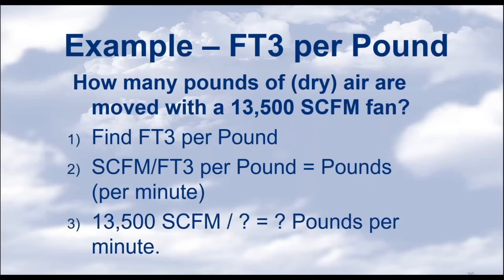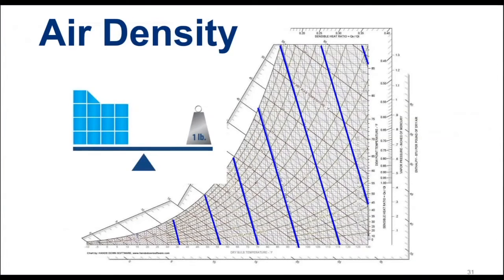So we have an example for you today. Our example is how many pounds of dry air are moved on a 13,500 SCFM fan system. We'll take a look at our psychrometric chart, find the cubic feet per pound, take our SCFM, divide it by the cubic feet per pound, and we'll come up with pounds per minute. So 13,500 CFM divided by what? Let's look at our chart. These are going to be, again, diagonal lines. What we're trying to solve for is how many cubic feet does it take to equal 1 pound.